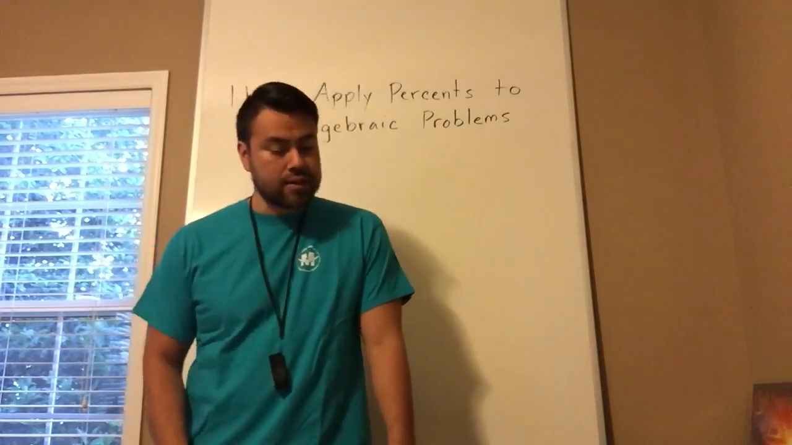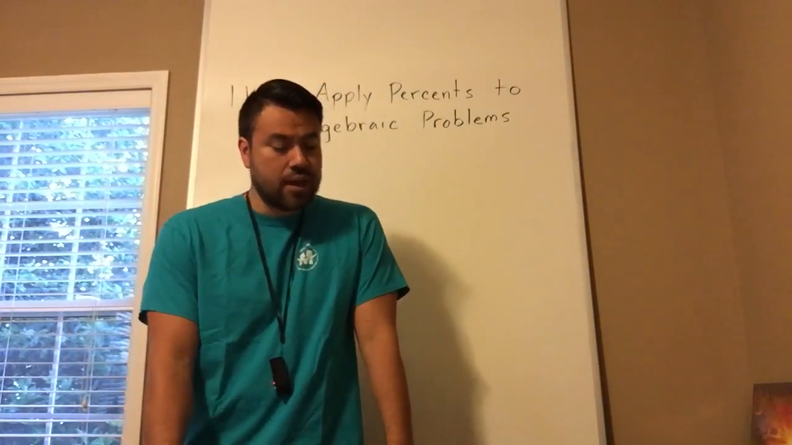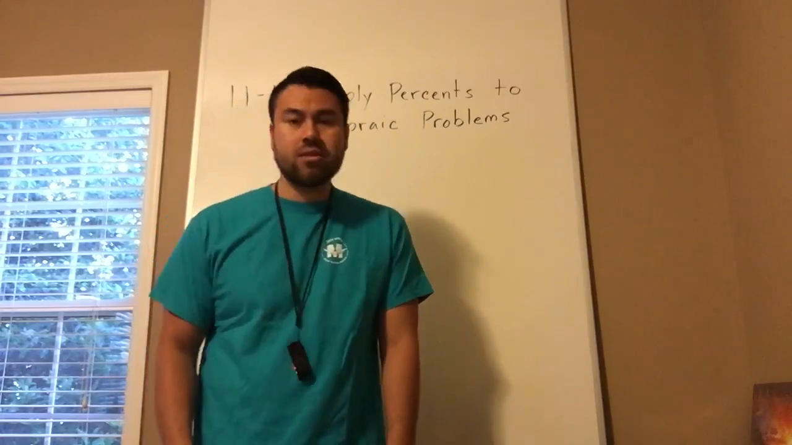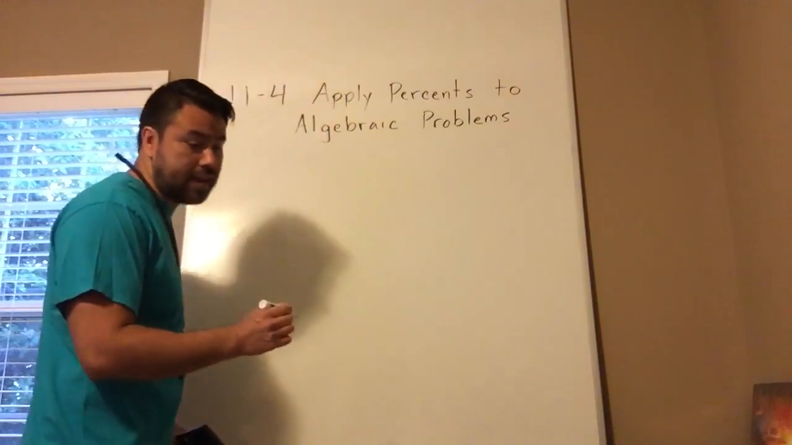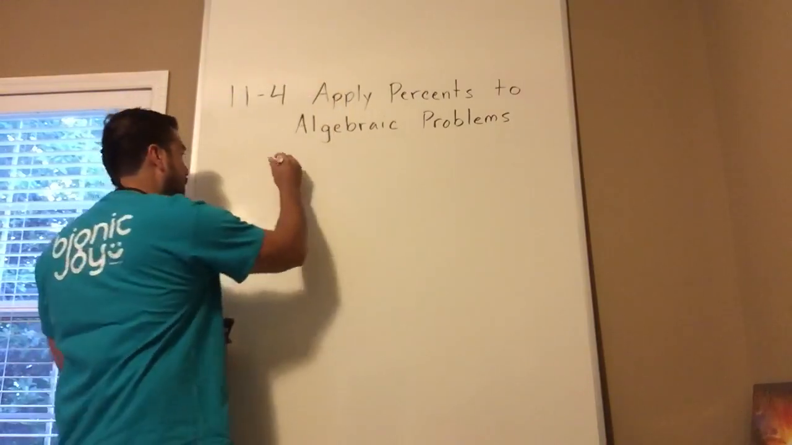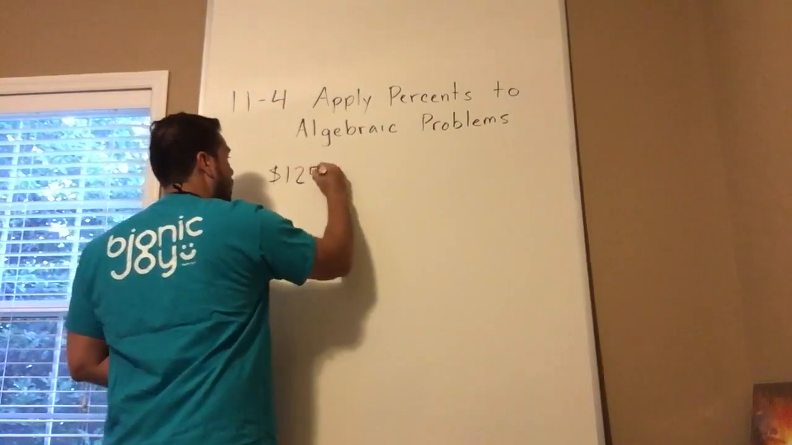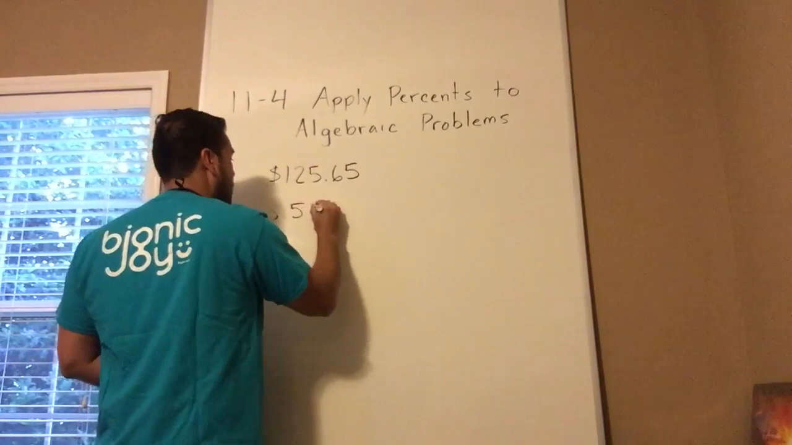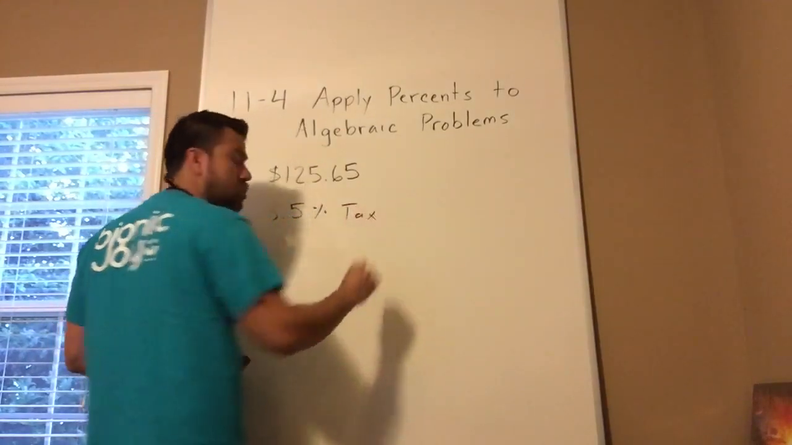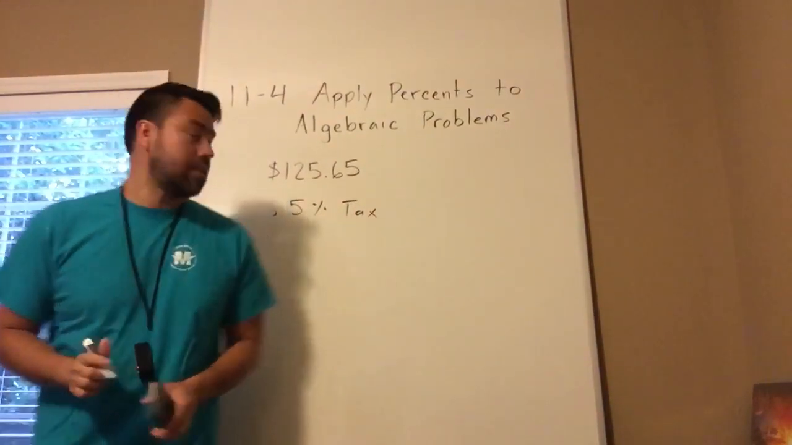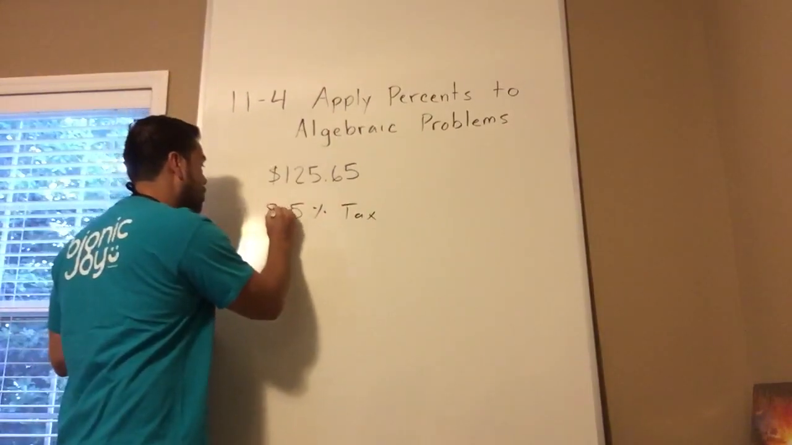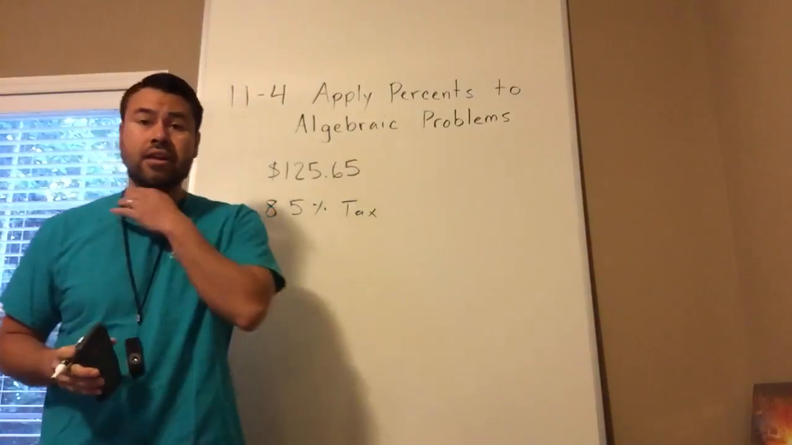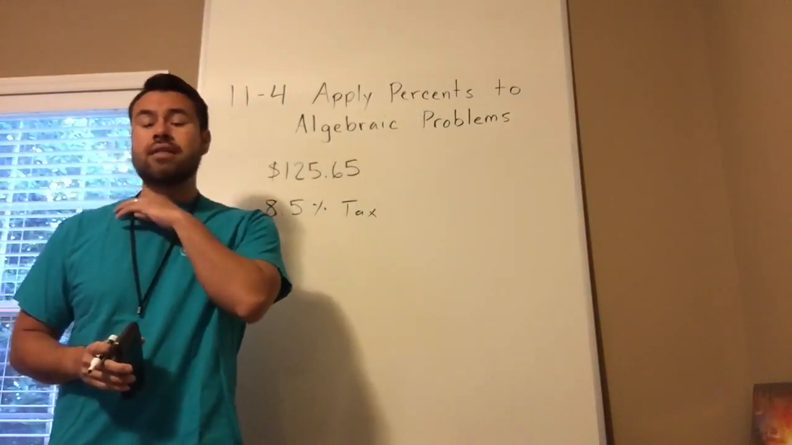Okay, so I'm going to start with number 3. Find the total cost of a $125.65 pair of boots after an 8.5% sales tax is added. So I have 125.65, and then an 8.5% tax. Just because you can use your calculator doesn't mean that you don't have to show work. All you have to do is show me the numbers you get when you put in the calculator function. So that's how we're going to figure it out.